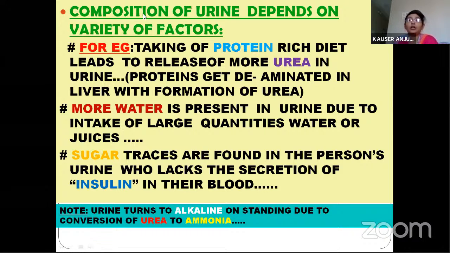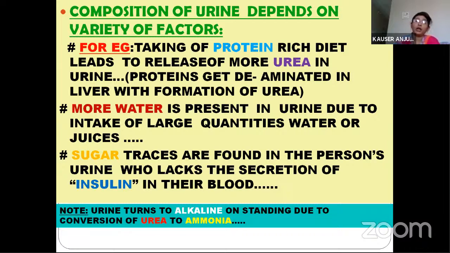Now, there is one interesting statement here. Composition of urine depends on a variety of factors. Different factors, in the sense the diet which we take, the style of living, the water intake. All these are the liquids we take. Are we taking more liquids or fewer liquids? What type of food are we consuming? All these factors decide the composition of the urine.